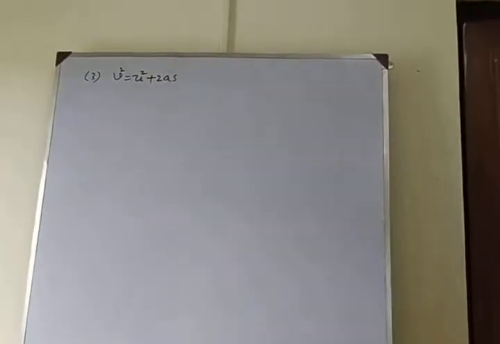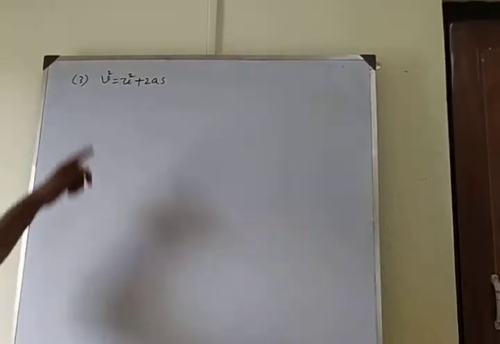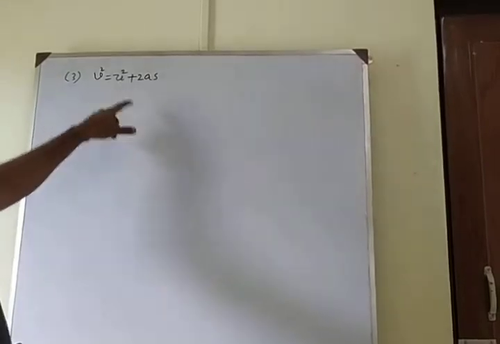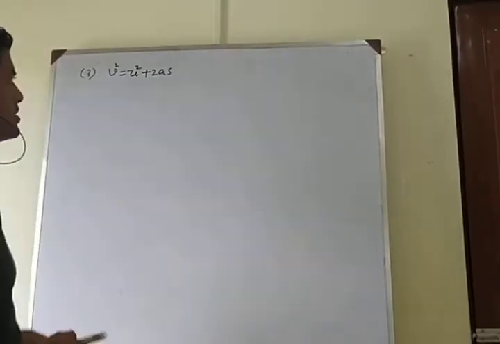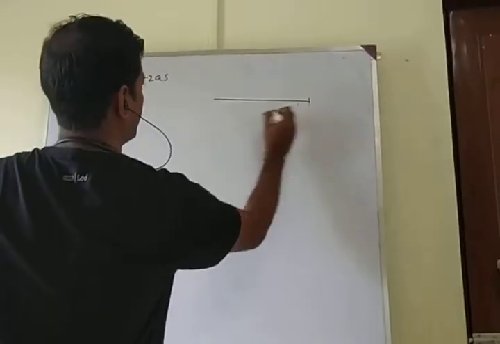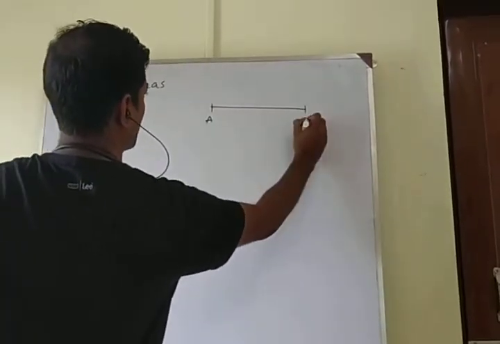Hi all, now I am going to discuss my third equation of motion, that is v square equal to u square plus 2as, using the integration method. Before going to discuss it, let me observe it from a physical situation.